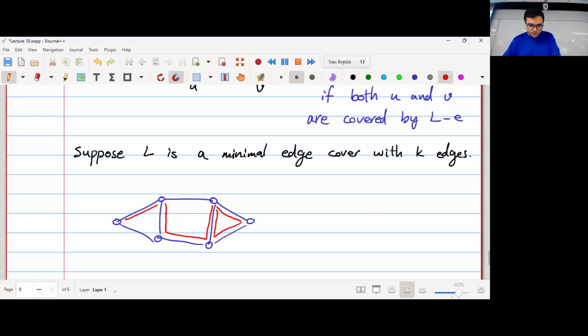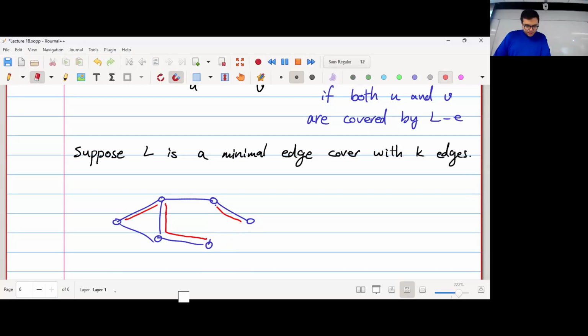Okay. Now, let me see. I can also remove this edge. Both of its endpoints are already covered. So I remove this one. Okay. And then do I have any other edge where both endpoints are covered? Well, I have this edge. Both endpoints are already covered. This one is covered by this. This one is covered by this. So I remove this edge.